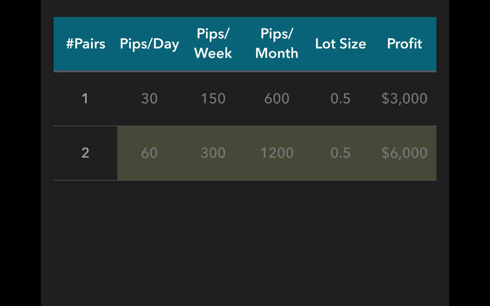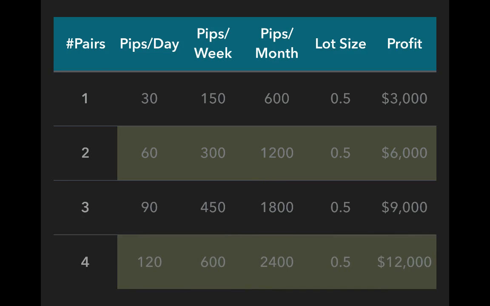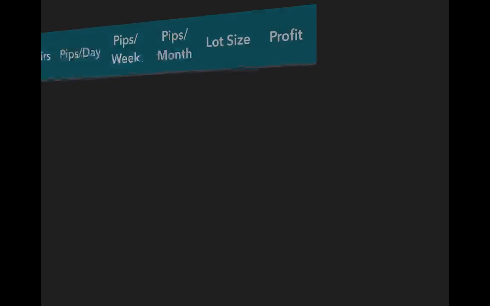2 pairs, you're making $6,000 profit a month. 3 pairs, you're making $9,000 a month. And if you're trading 4 pairs, you can make $12,000 a month. Just for trading half a standard lot, 0.5 lots, and you're doing the same amount of work as before. You're not changing anything up. $12,000, that's over 6 figures in a year. Most people aspire to make 6 figures a year. You can do that just by trading 4 pairs a day, catching 30 pips a day, and waiting for that perfect setup, right?